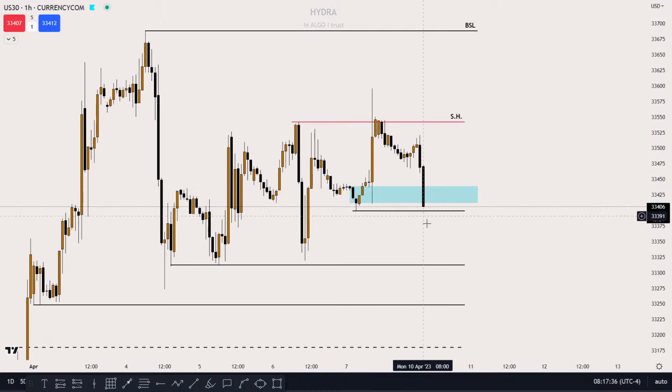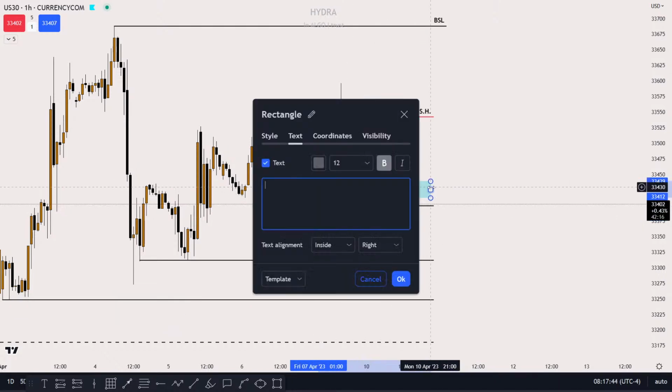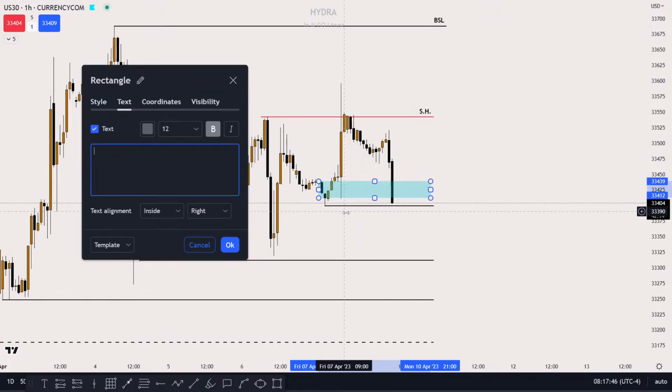And price did go below the breaker block. Price went below the breaker block and is really close to this swing low. So if price closes a candle's body below the breaker block, that's a sign that price wants to remain heavy towards the sell side.